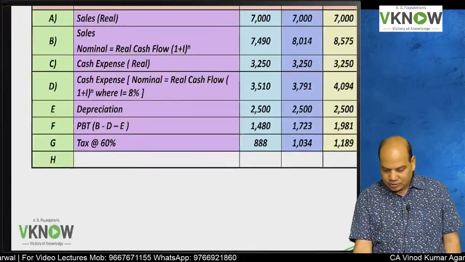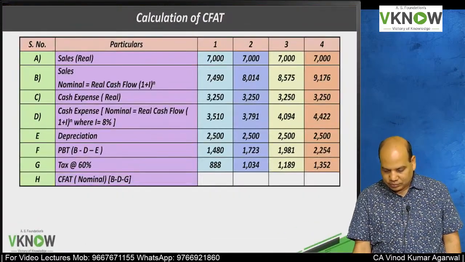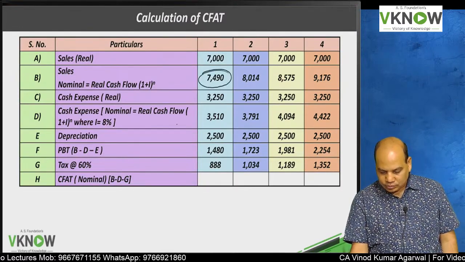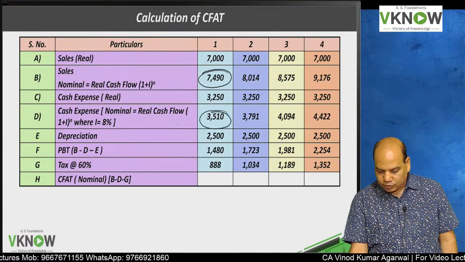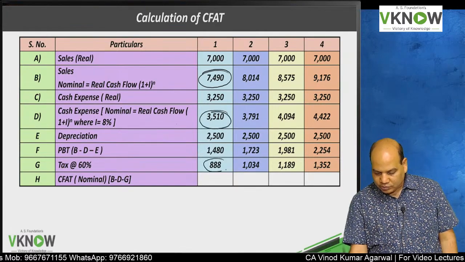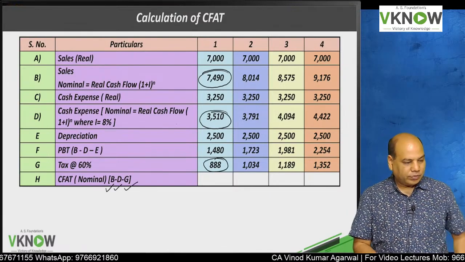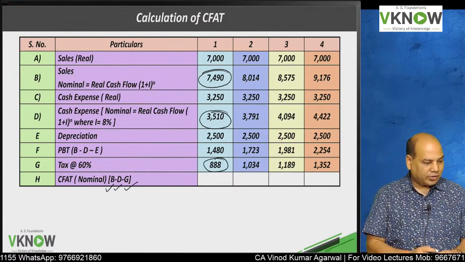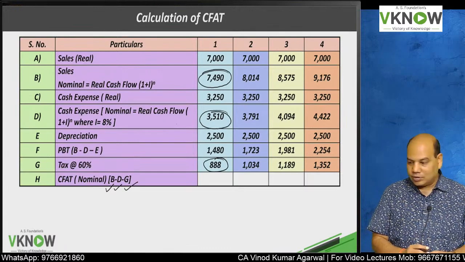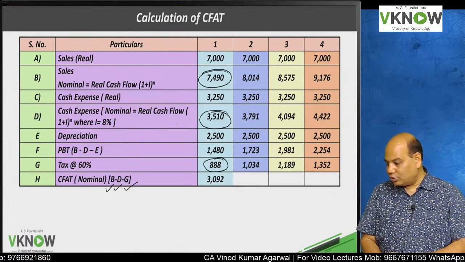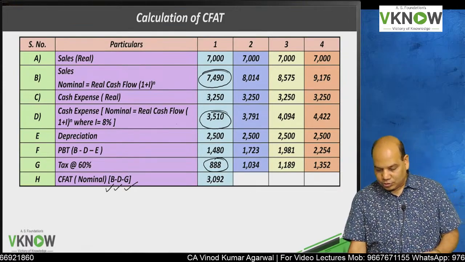Okay, let me check. This is my inflow, this is my outflow, and this is my outflow. B minus D minus G. Very good, Srinath. Keep trying. So now the answer is 3092. 3092 is right.